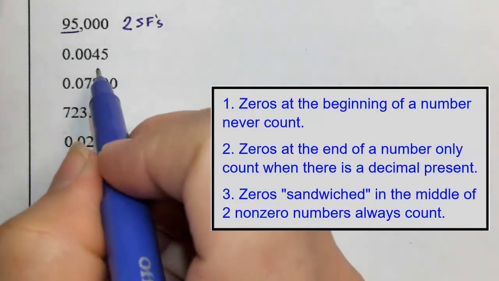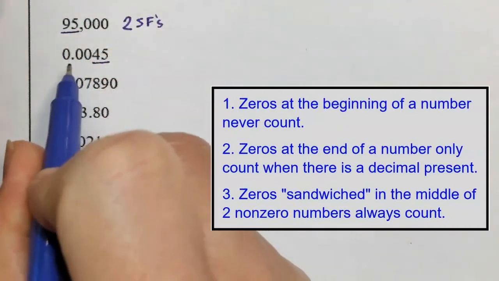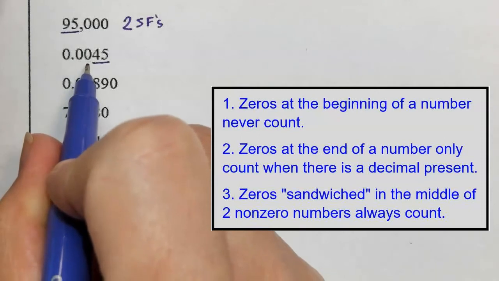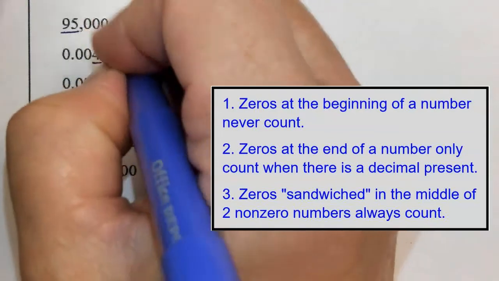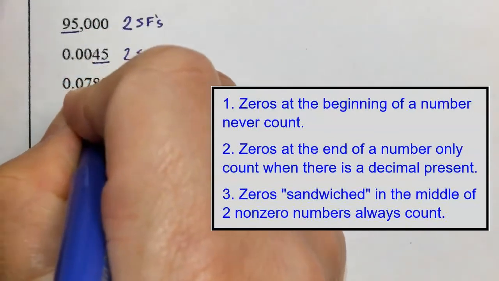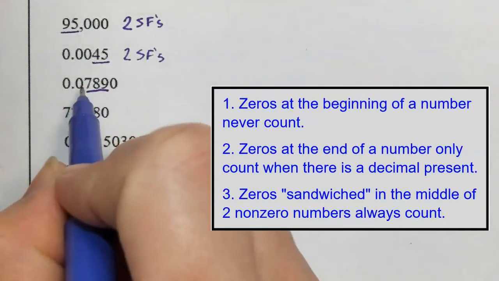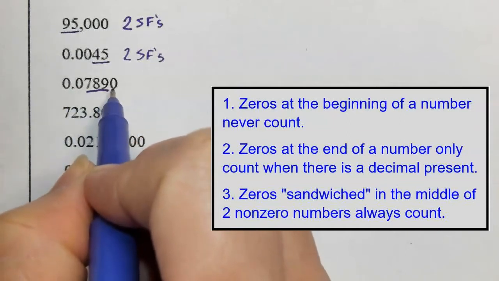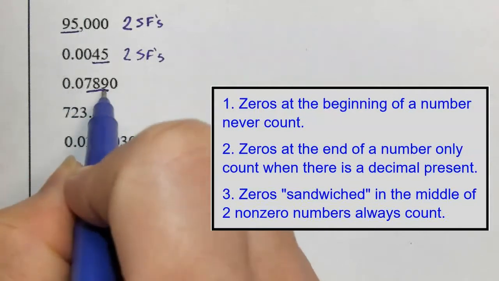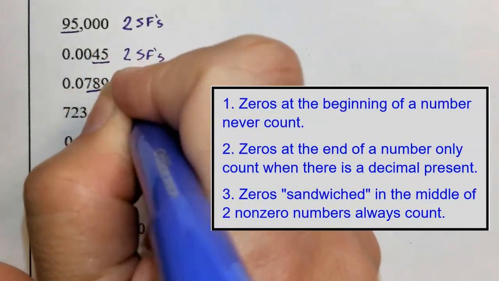The next one, the 4 and the 5 are definitely significant. And then we have these. These are leading zeros, zeros in the front. Leading zeros are never significant. So here we have the 7, the 8, and the 9. These two zeros are both in front, so they're leading zeros, not significant. That is a trailing zero, or zero on the end. It is only significant if there's a decimal. There's a decimal, and so it is going to be considered significant. So this has 1, 2, 3, 4 significant figures.